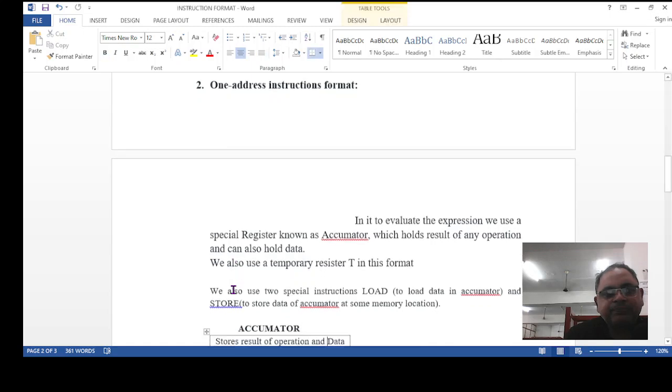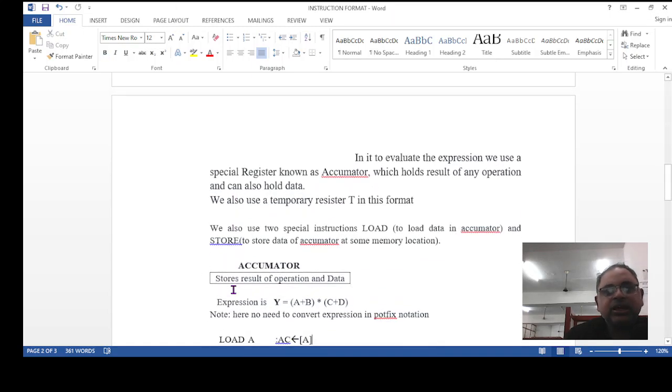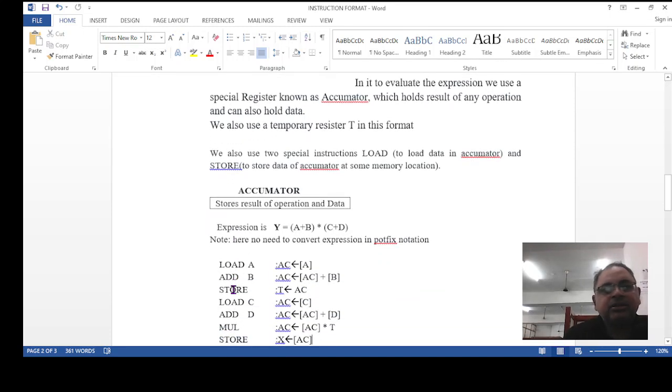Here we are using a special register, the accumulator, and this accumulator always stores the result of some operation, or it can also be used to store data. Mainly it stores the result of an operation, but can also be used to store data. Okay, this is the main point in this one address instruction format.